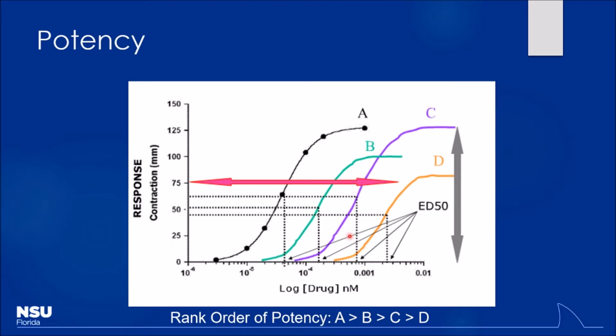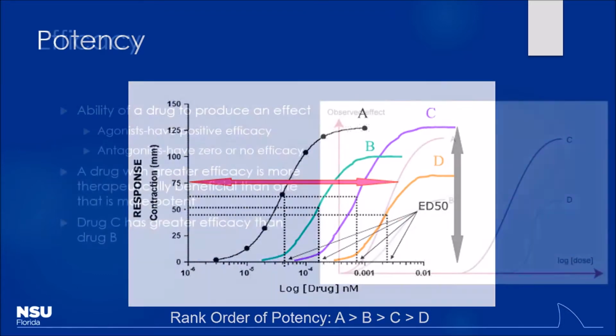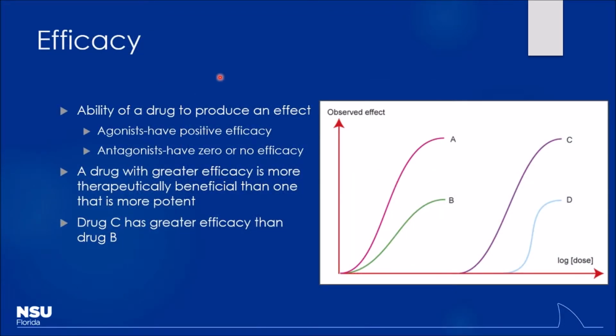Looking at these, if you were to look at the rank order of potency between A, B, C, and D, which one is most potent? A. And which one would you say would be least potent? D would be least potent here, right? Because you're looking at the actual ED50s, and D is going to be furthest to the right, so you need the biggest dose in order to hit that ED50. Again, this is not to do with efficacy right now. We're just talking about the potency of the drug. So looking at efficacy, as I mentioned, the ability for that drug to have an effect, which do you think would be the most effective drugs?